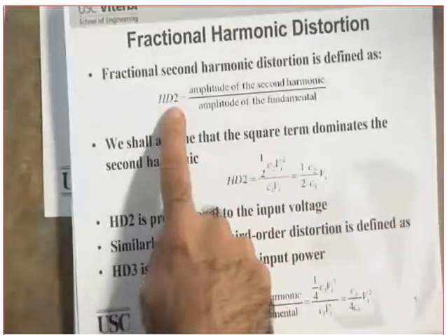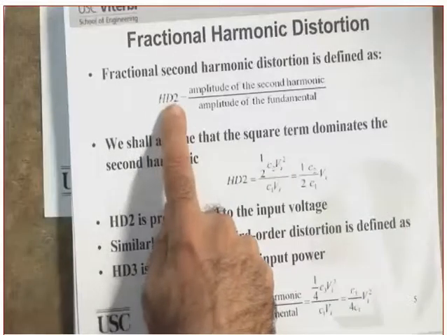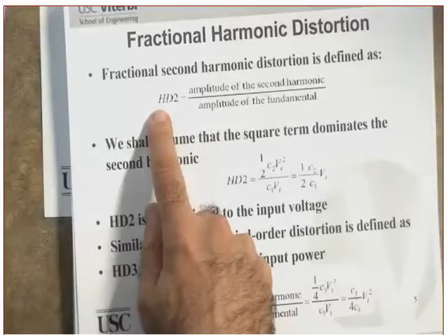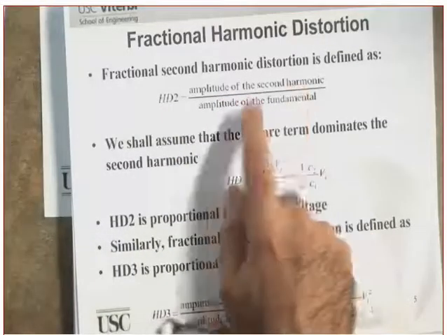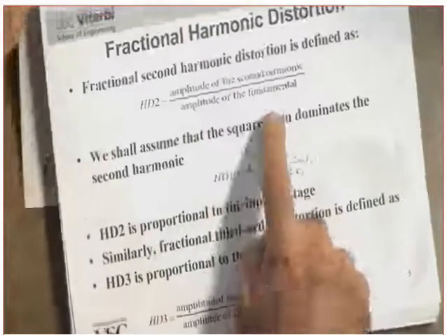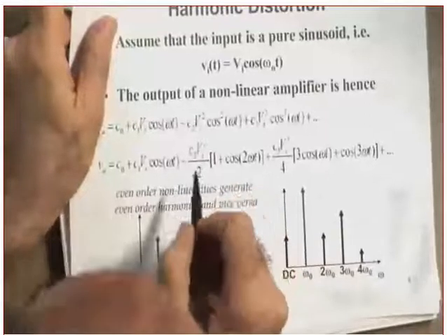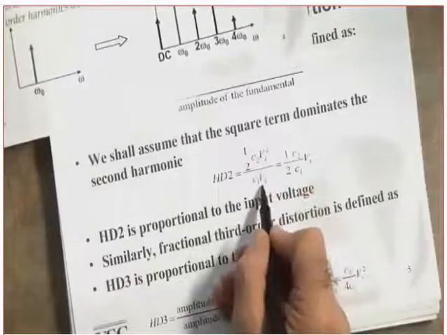HD2. What is HD2? HD2 is the second harmonic distortion. HD2, looks like Star Wars. HD2. Yes? Second harmonic distortion. What is it? It's the amplitude of the second harmonic divided by the amplitude of the fundamental. Give it to me. Where did this one come from? It's 1/2 C2 Vi square. Did you get this or not? Yeah. What is the denominator?